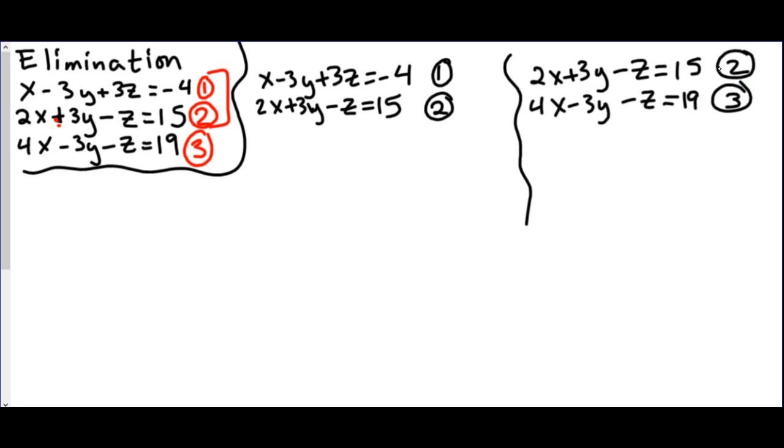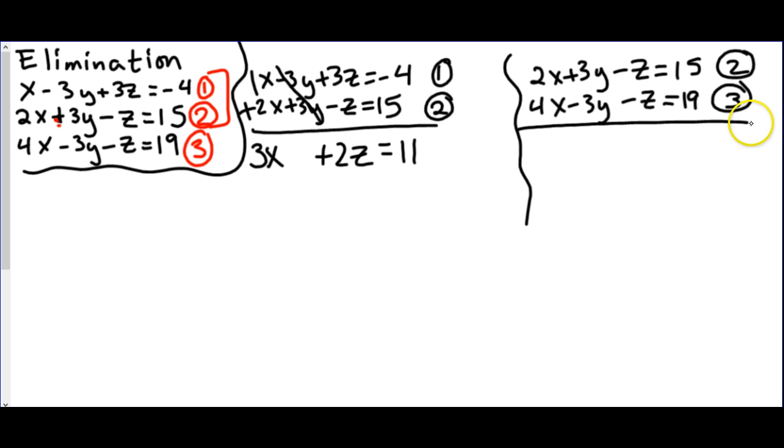Okay. So now what we're going to do is we're going to add those two equations together. We're going to combine them. So adding them together, 1x plus 2x is 3x. Negative 3y plus 3y is 0y. So that's our goal. We want those, or any groups of letters, to cancel. We wanted the y's to disappear completely for both sets of equations. 3z plus a negative 1z is 2z. Negative 4 plus 15 is 11.